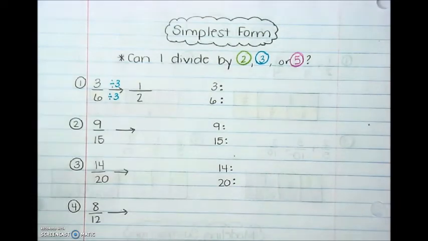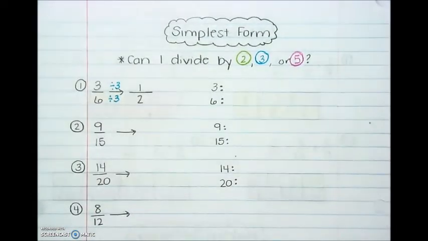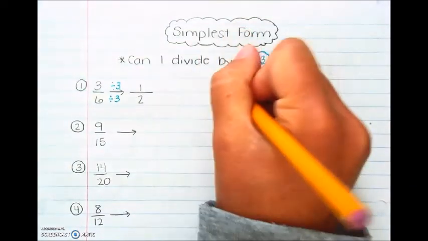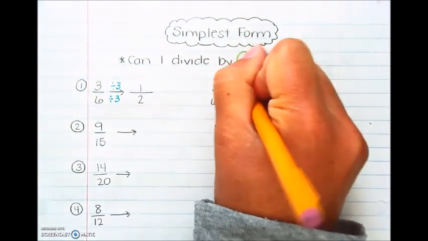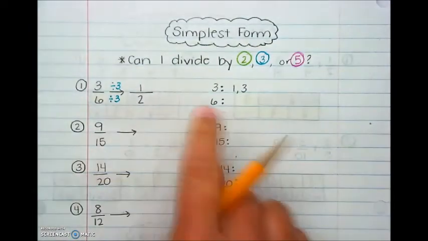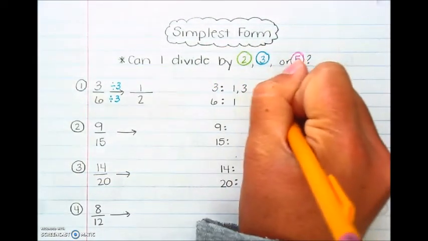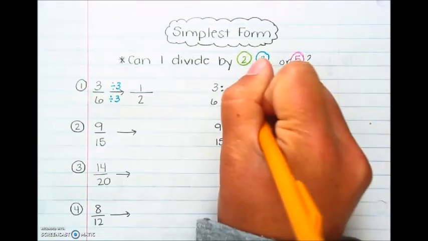Now, if I were to use the greatest common factor strategy, that means I'm going to list out my factors of 3. In order to get 3, there's only one set of numbers I can multiply together, 1 and 3. But to get 6, I could multiply 1 times 6 or 2 times 3.